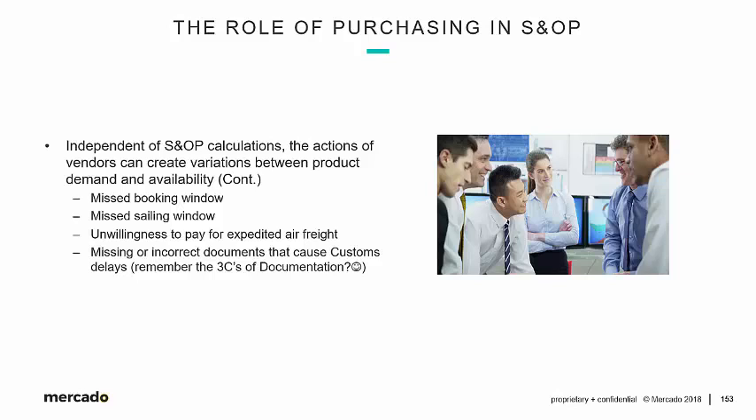And then finally, a theme we've talked about a couple of times, missing or incorrect documents that cause customs delays. You should remember the 3 C's of documentation that we spoke of in previous modules. But missing docs, hard copy or soft copy, and the information on those documents, if they're not present, shipments aren't going anywhere. They're not leaving the country of origin, and they're certainly not getting into the country of importation. These are all factors that can blow up sales and operations planning that are vendor specific.